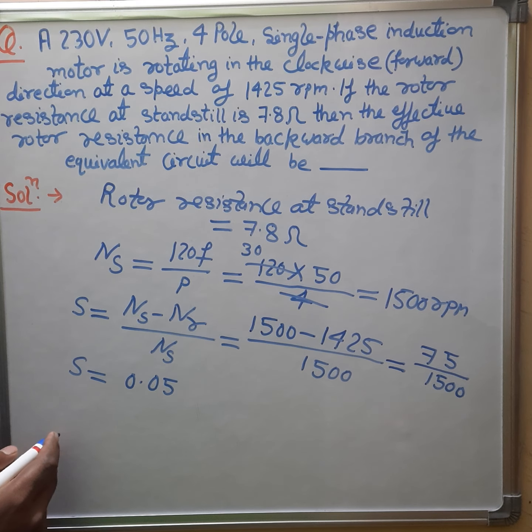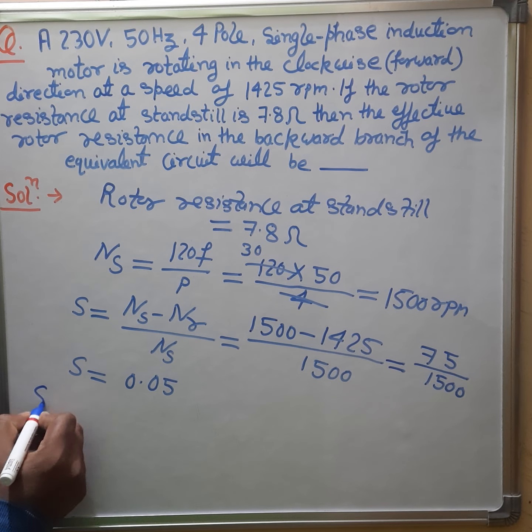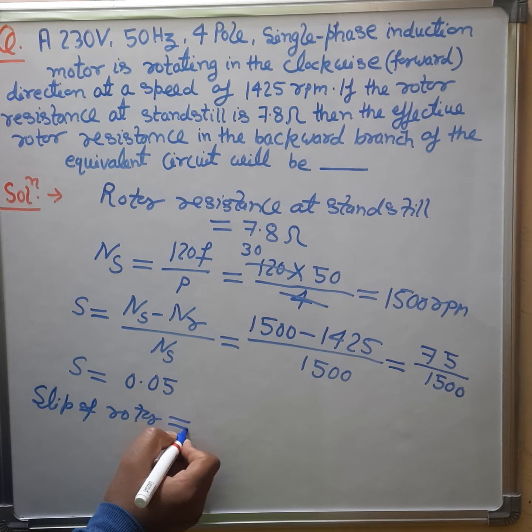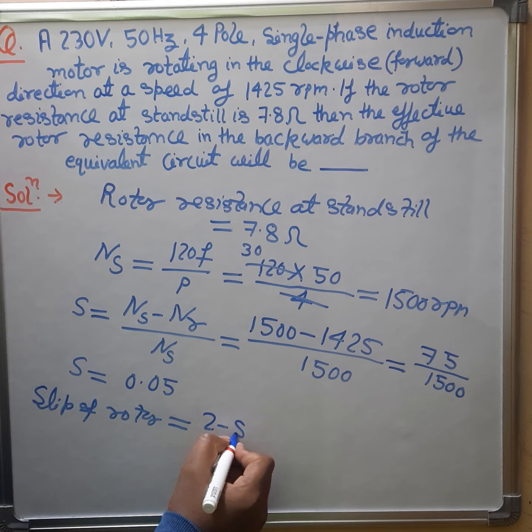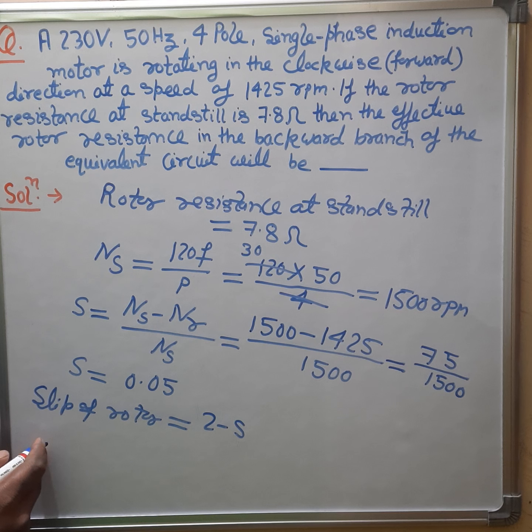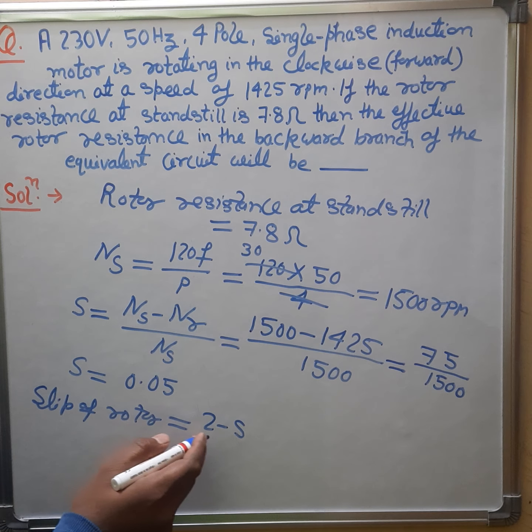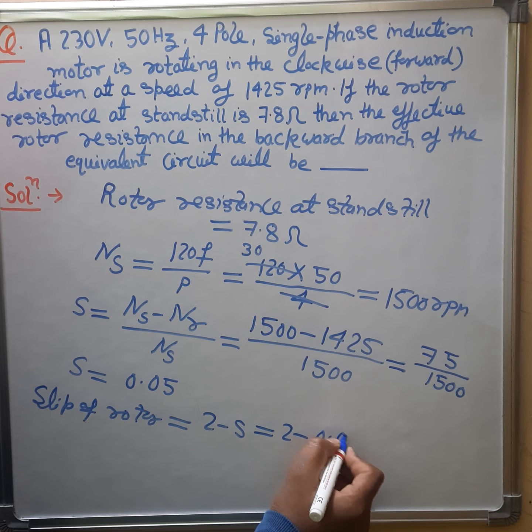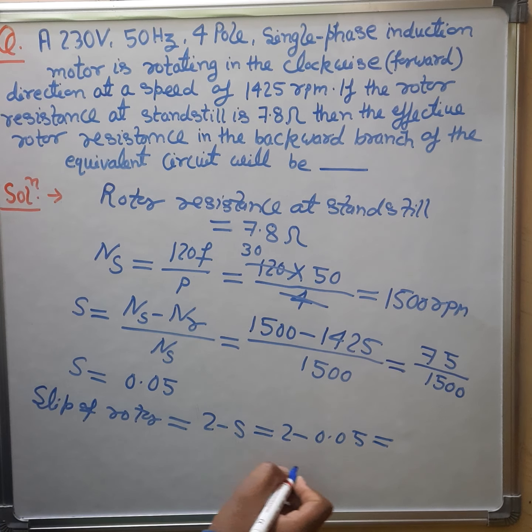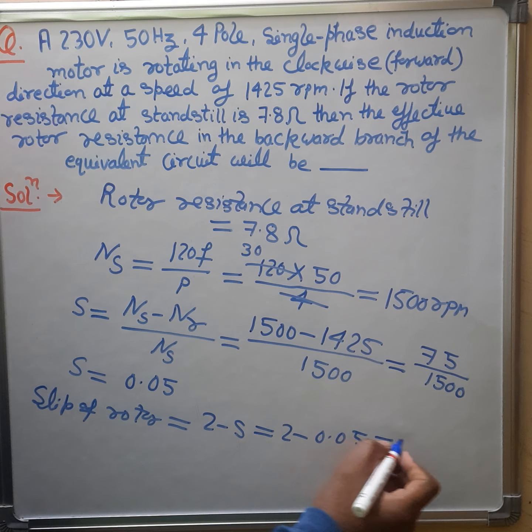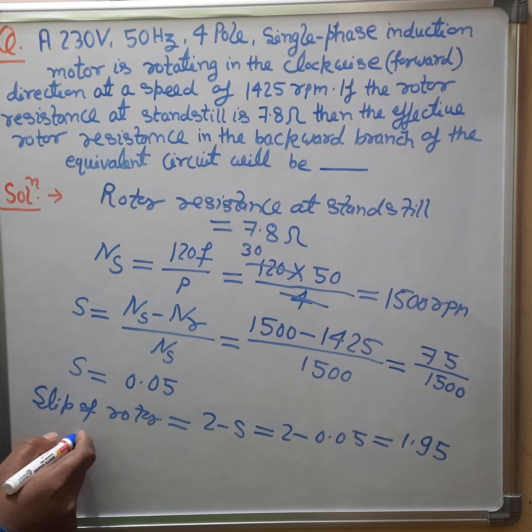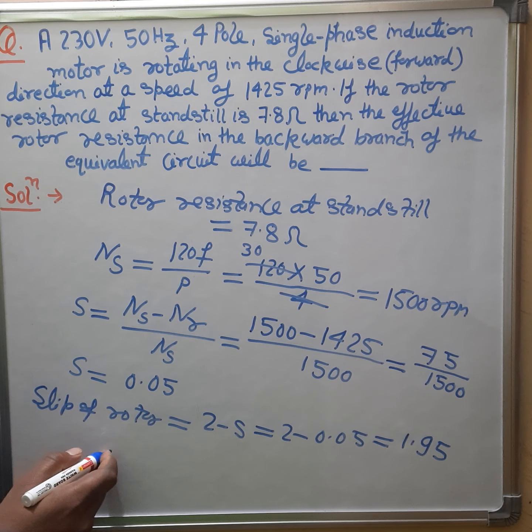Then the slip of rotor with respect to backward field. Slip of rotor is equal to 2 minus s. Slip of rotor with respect to backward field is 2 minus s, then 2 minus 0.05, which becomes 1.95. 1.95 is the slip of rotor with respect to backward field.